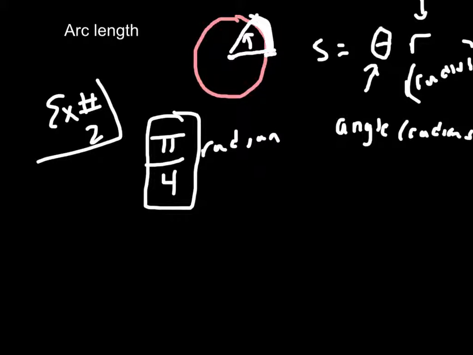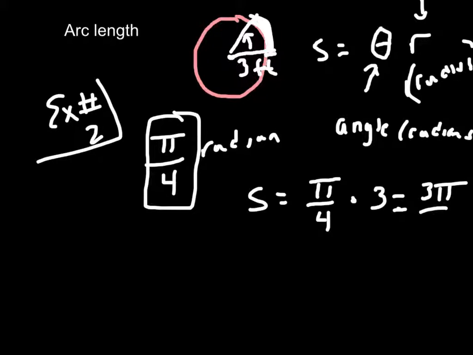Now if I wanted to find the arc length, all I needed was the radius of the circle. Let's say the circle is 3 feet wide. All I would do for the arc length is use this formula and take our radians, pi over 4, multiplied by our radius, which is 3. My answer would then be 3 pi divided by 4.